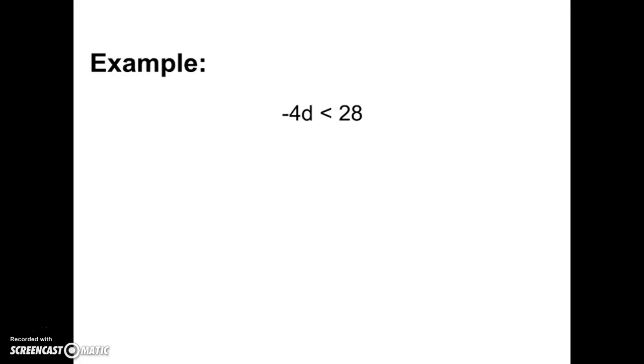On this example, I have negative 4 times d, because remember, negative 4d, there's an understood multiply sign there. And so in order to get d by itself, I am dividing by negative 4. Whatever I do to one side, I have to do to the other. And notice, this time, I am dividing by a negative number. So this symbol here is a less than sign in the original problem, and so I have to switch it around. Now, when I divide negative 4 by negative 4, those cancel out. I just am left with 1. So I have 1d, and 28 divided by negative 4 is going to be negative 7.